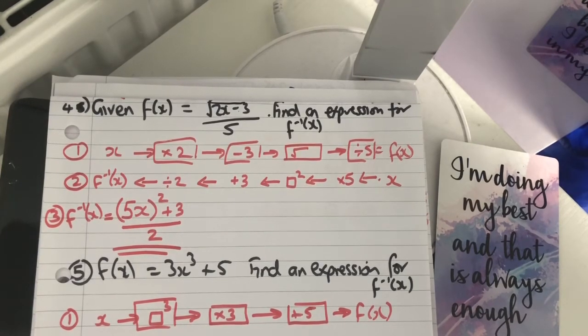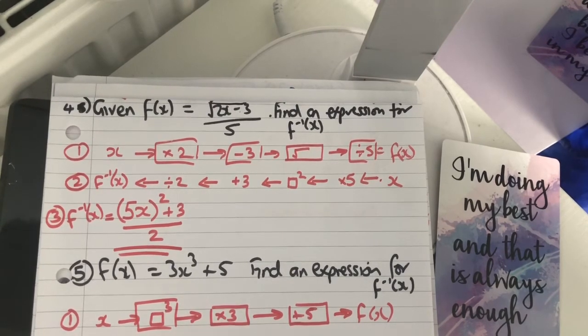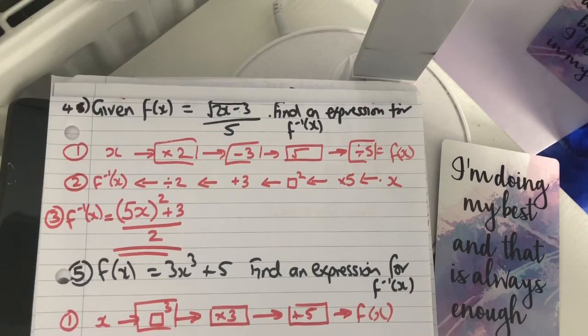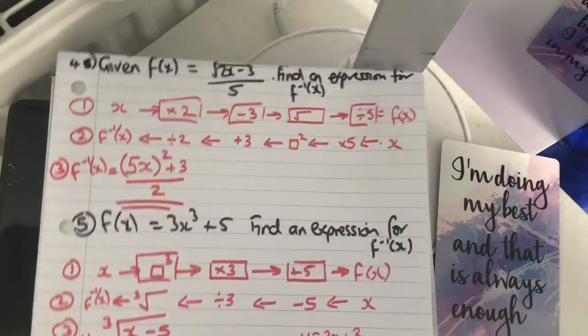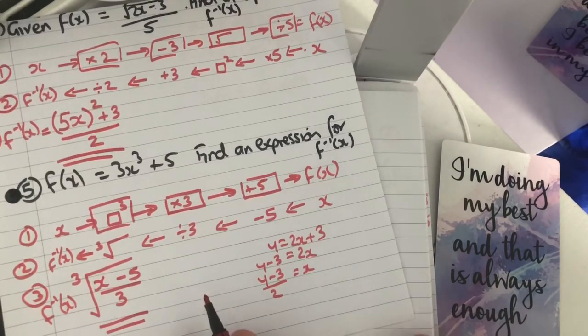Another place you might see this is changing the subject of a formula, because that's exactly what you do. You do the opposite things. So let's say we had y equals 2x plus 3. What do you do? Well, you take away 3 first, so y minus 3 is 2x, and then you divide by 2. y minus 3 over 2 equals x. So that's the type of thing that you might get. Okay?